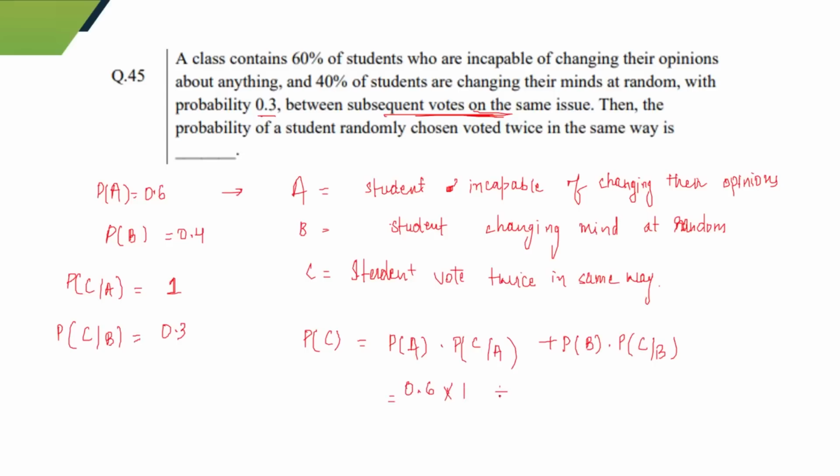0.6 into 1 plus 0.4 into 0.3. That would give me the probability. That means 0.6 plus 0.12. That would become 0.72. So 0.72 is the probability that a randomly chosen student voted twice in the same.